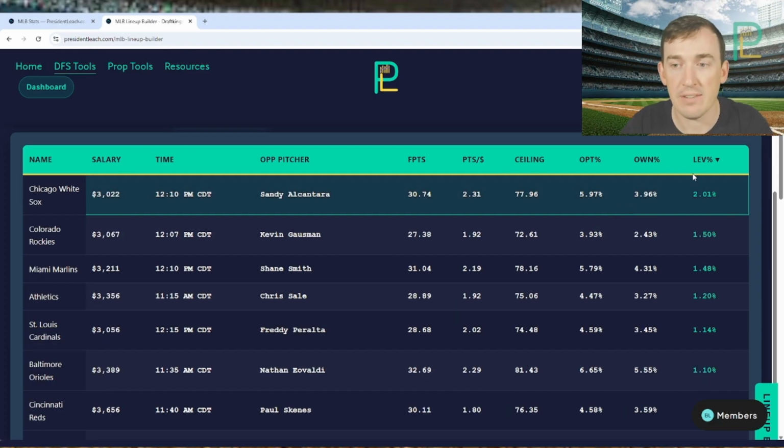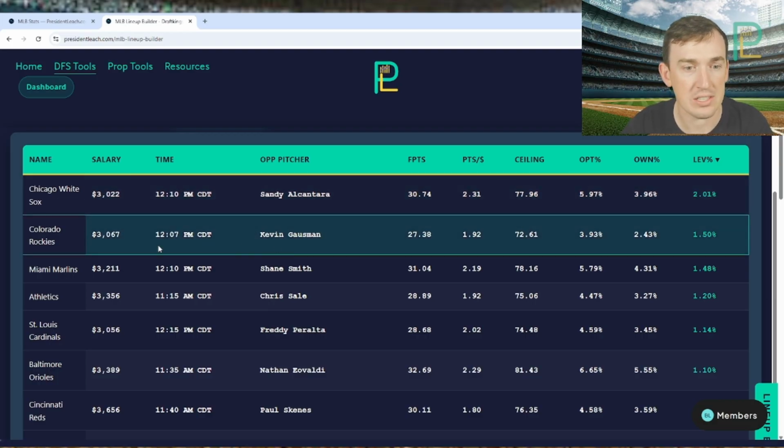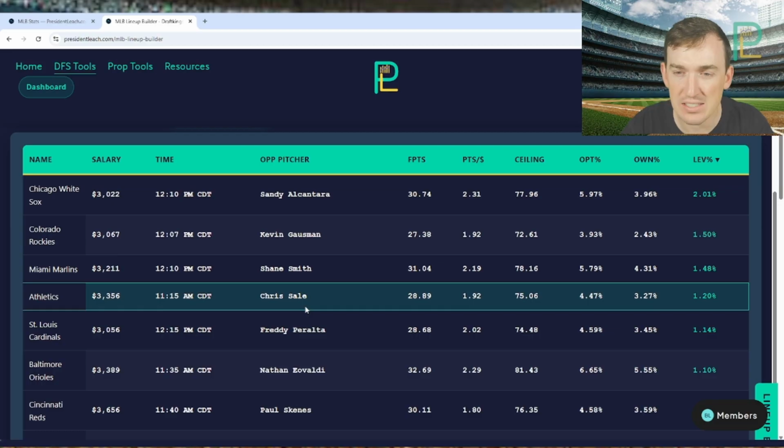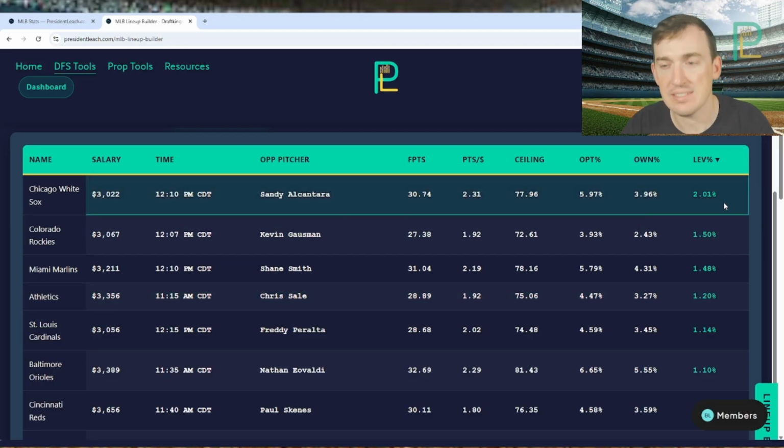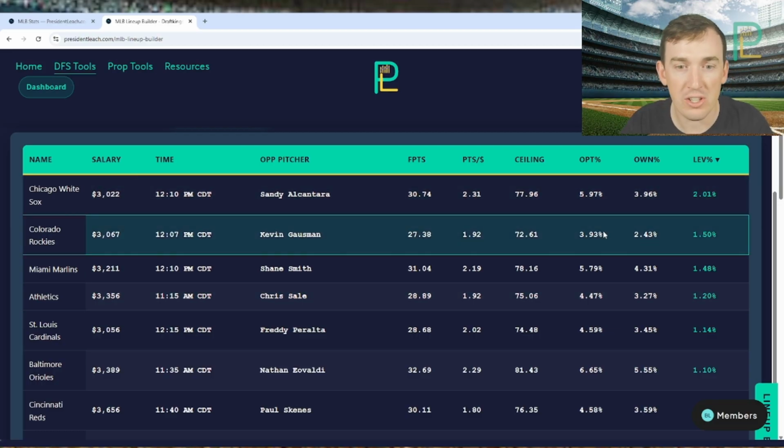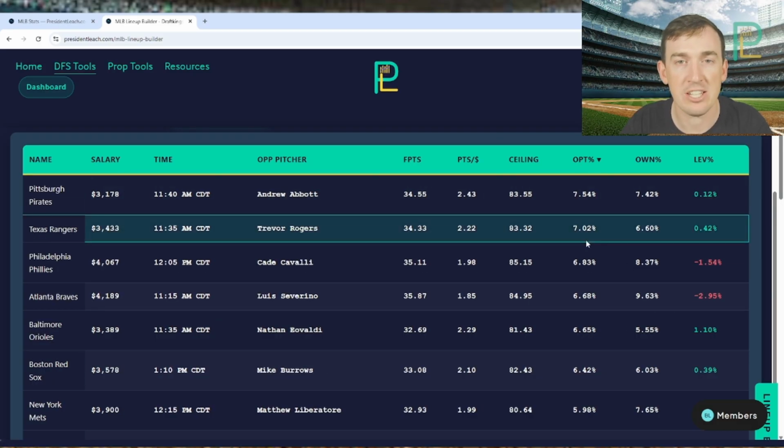On the flip side, if we sort by leverage, we see a couple of the top leverage stacks here: White Sox, Rockies, Marlins, A's. So what I like to do is try to find a good balance. Yeah, these teams are leveraged, but look at the Rockies here. Under 4% chance of being optimal against Gausman. They're showing leverage, but you still want to keep in mind that we have to score points on this slate to win. So I like to find a good balance of optimal and positive leverage.